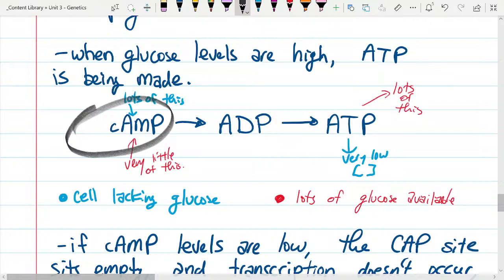Because if there's lots of glucose available, this stuff's going to be constantly getting made into ATP, so there won't be much of it. But if the cell is starving for glucose, this is going to start to build up because the ATP is going to be getting used up and turned into ADP, and some of that ADP will decompose back down into cyclic AMP. Was that helpful at all?